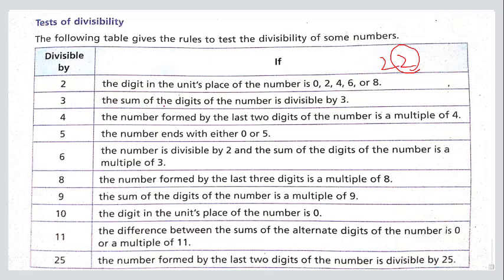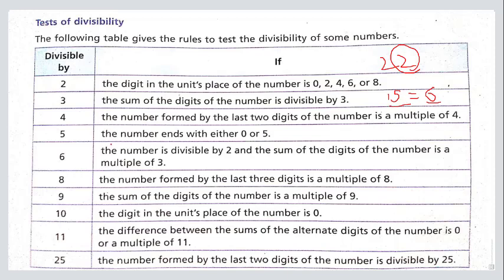Now the next rule that we are going to learn is of 3. The sum of the digits of the number is divisible by 3. For example, if we have a number 15, now add the two digits. If we add the two digits, 5 plus 1, this is equal to 6. Now 6 is divisible by 3, therefore 15 is also divisible by 3.